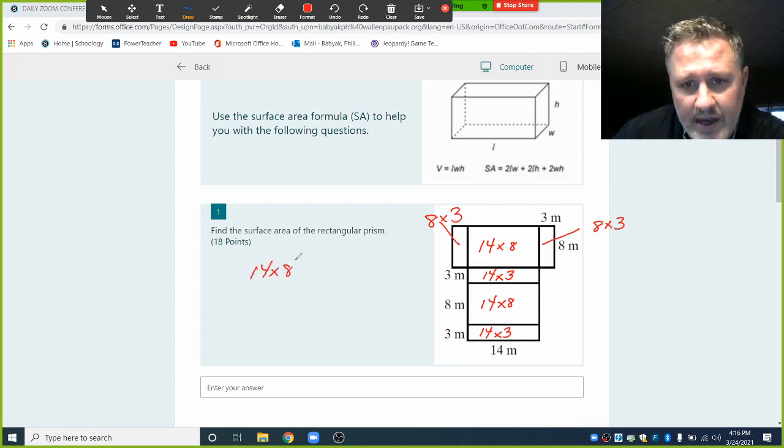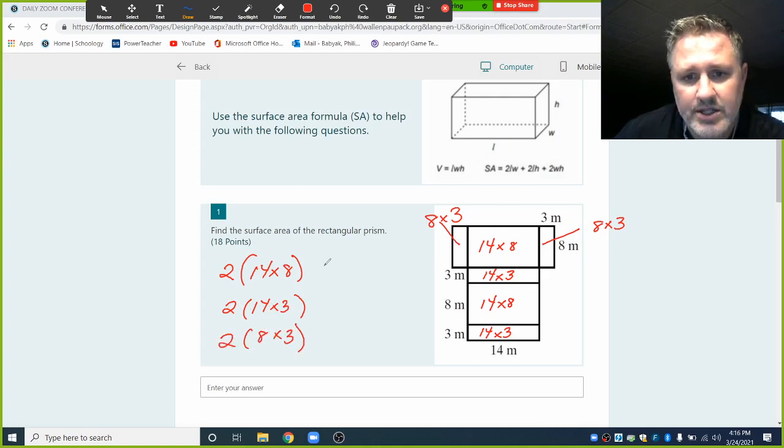I've got a 14 by 8, and not only one, but I have 2 of those, right? I have a 14 by 3, and again, I have 2 of those. And I have an 8 by 3, and I've got 2 of those. So I'm going to do each of these pieces and then add them together, right?